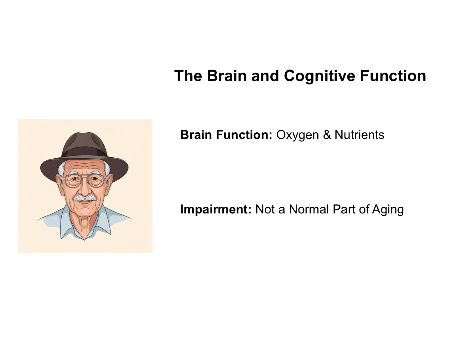The brain is the command center for cognition. Its function relies on a continuous supply of oxygenated, nutrient-rich blood. This means that any issue disrupting the supply, like a drop in blood sugar for diabetes or an electrolyte imbalance, can directly affect a person's ability to think clearly. A crucial point to remember is that while some cognitive decline can happen with age, true impairment, like dementia, is not a normal part of the aging process.